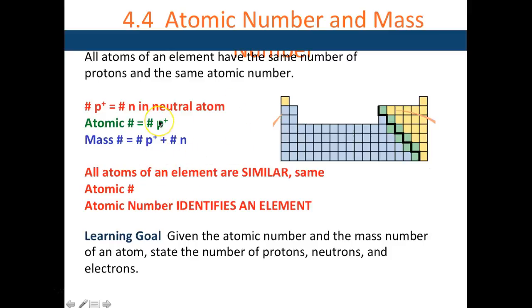And that's the number of protons. The number of protons equals the number of electrons. So there's a typo here. It's not N. It should be E, a negative. And in a neutral atom, the number of positives must equal the number of negatives. Mass number is the number of protons plus the number of neutrons. If you know the mass number and you know the number of protons, you subtract one from the other and you get the number of neutrons.